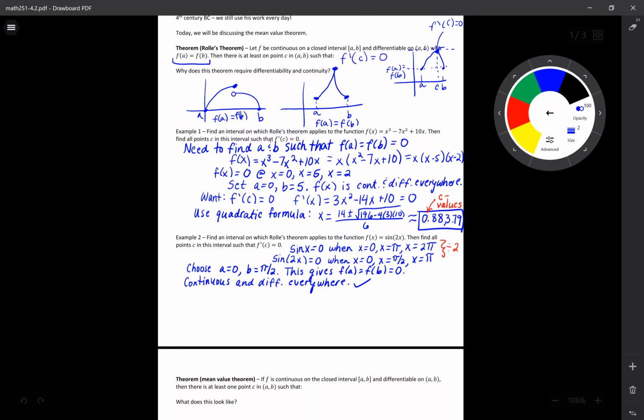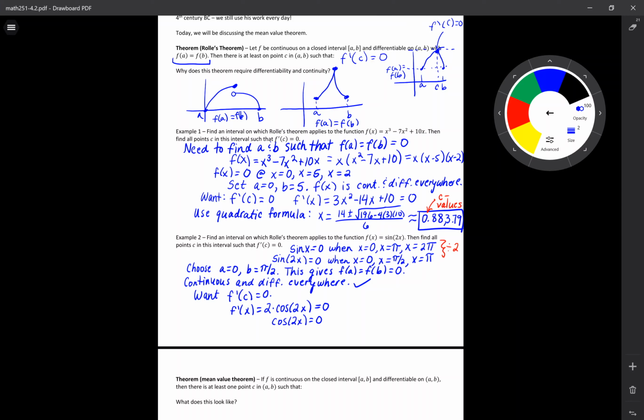So now I want to find a c on the interval from 0 to pi over 2, such that f prime of c is equal to 0. So I need to find f prime first. So f prime of x, using the chain rule here, I get that this is 2 times cosine of 2x. And I want this to be equal to 0. So if I divide both sides by 2, I get cosine of 2x equals 0.